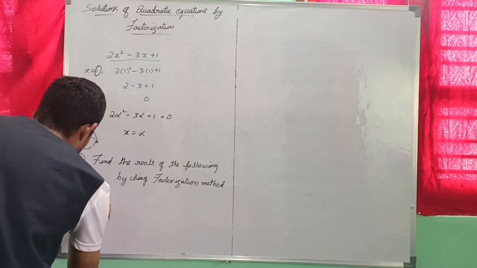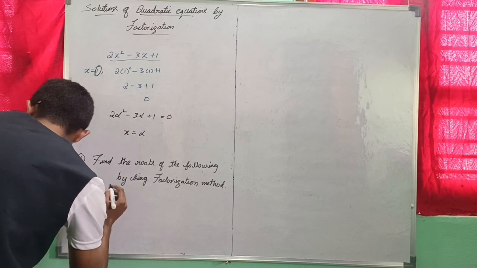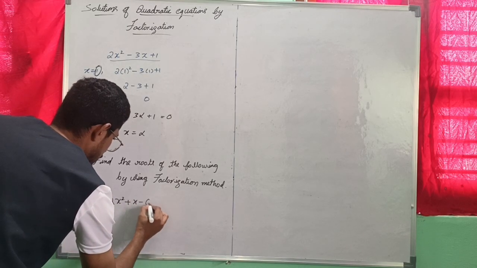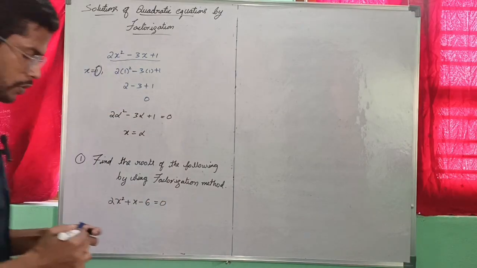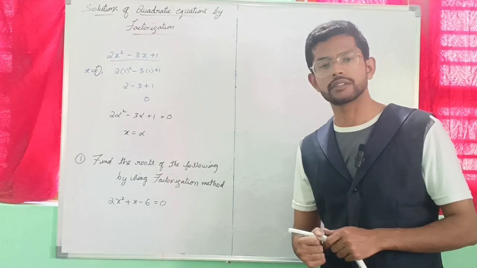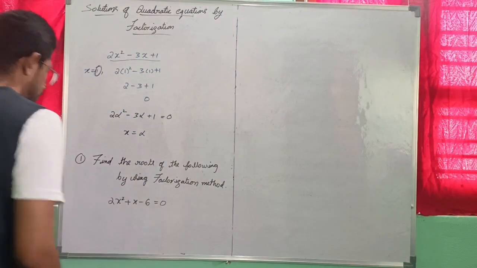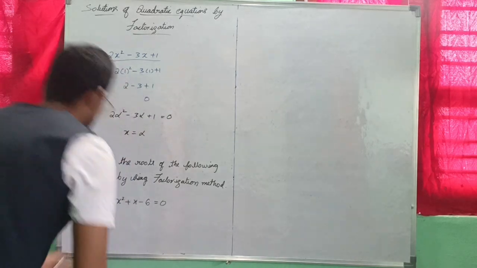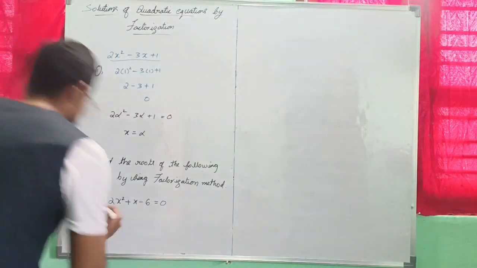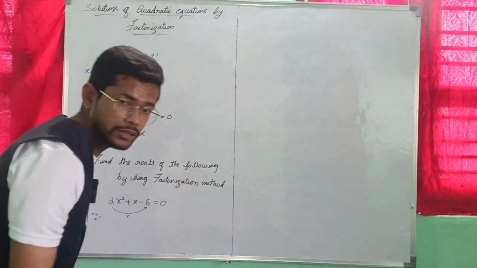Let's take the quadratic equation 2x square plus x minus 6 is equal to 0. Let's solve this quadratic equation. Here there is a coefficient for x square, right? So we have to multiply these 2 and 6 to get the factors.